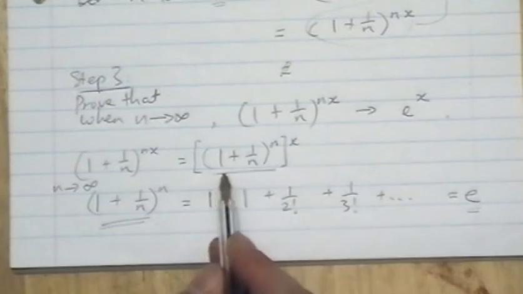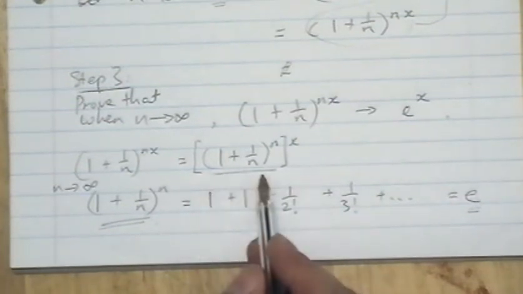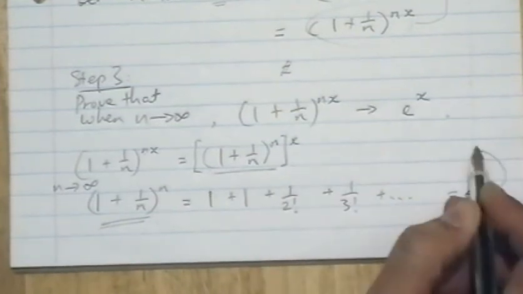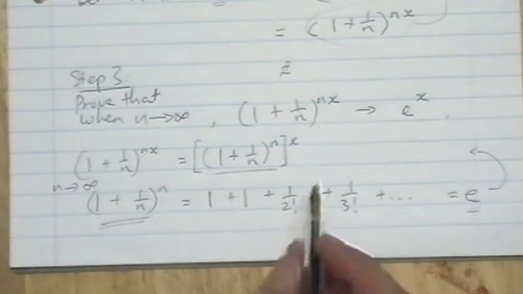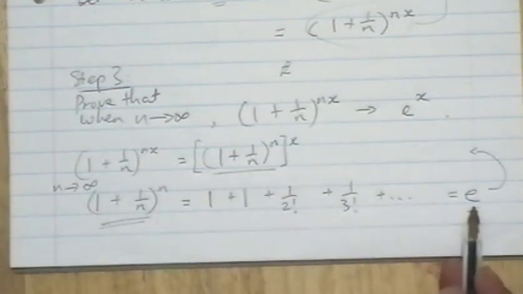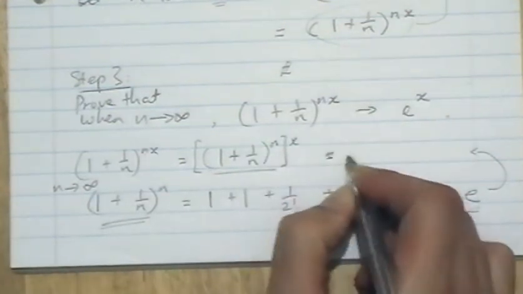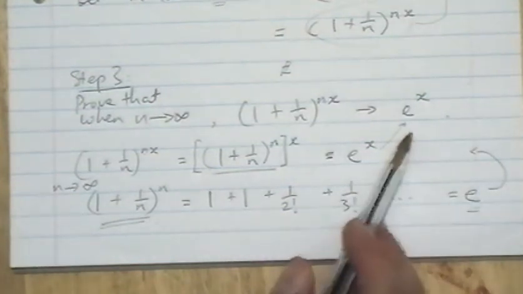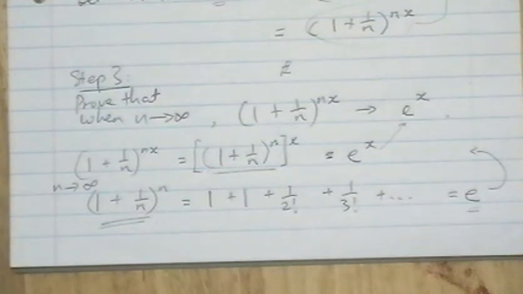Now let's go back to the previous expression. I now apply these results to that. You see that this, which is this, is just e. So therefore this is equal to e to the power of x, which is exactly what I wanted to prove for this step 3. So it looks like I have completed the proof.